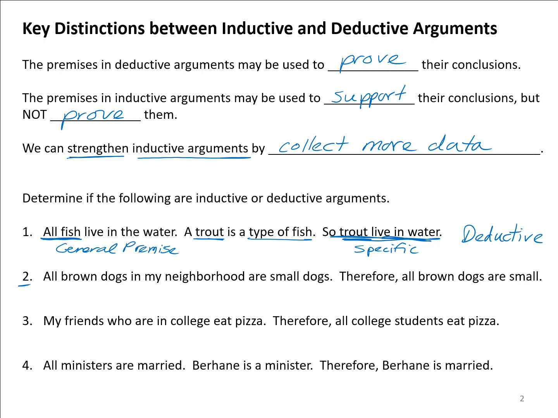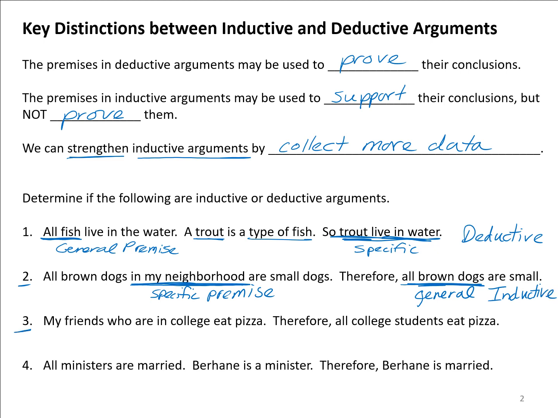Statement 2. All brown dogs in my neighborhood are small dogs. Therefore, all brown dogs are small. So here we are talking about all brown dogs, but specifically in my neighborhood. So this is a specific location, so a specific premise that all the brown dogs in my neighborhood are small dogs. And what we did is we talked about all brown dogs being small from that specific premise. So this is a general conclusion. When we go from specific to generalize to a conclusion, we say this is an inductive argument.